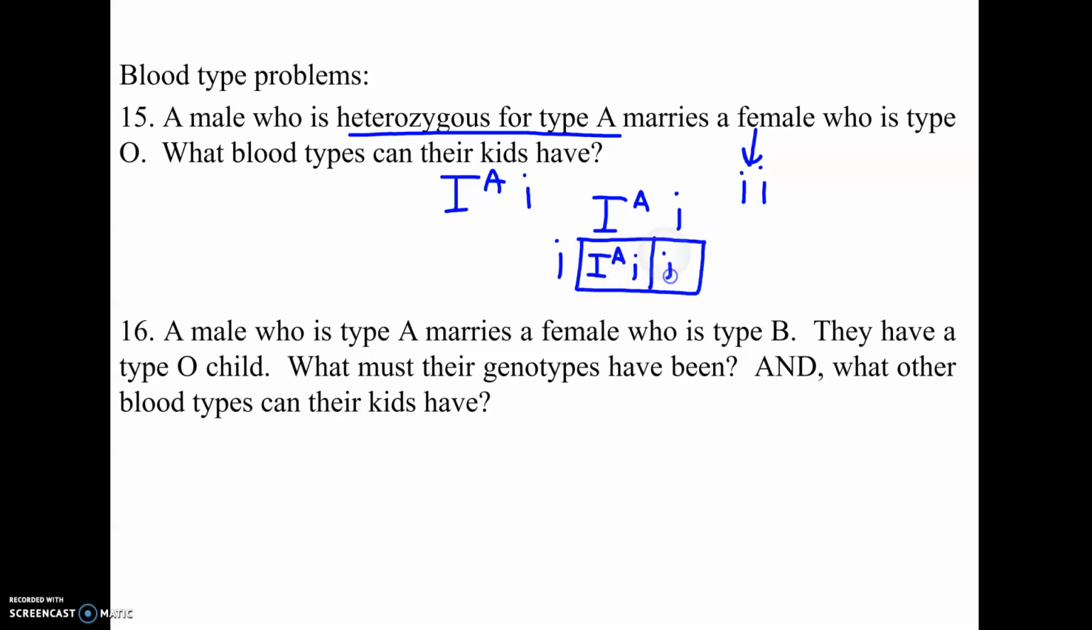So they would basically have a 50% chance, a 1/2 chance of type A children, and a 1/2 chance of type O children. So that's how you would do a cross like that. Now, the second one, a male who's type A marries a female who's type B.